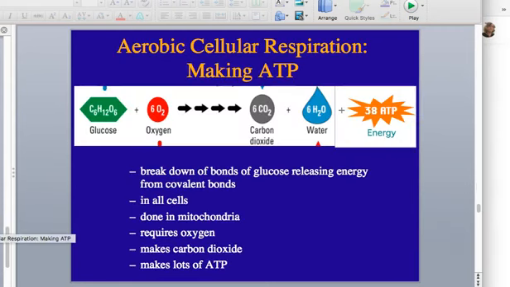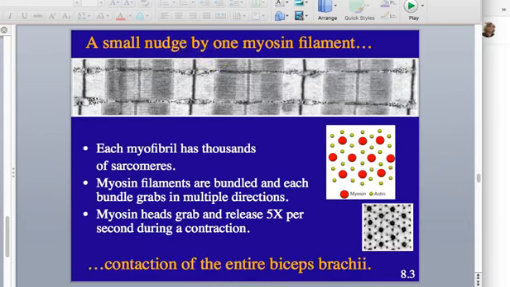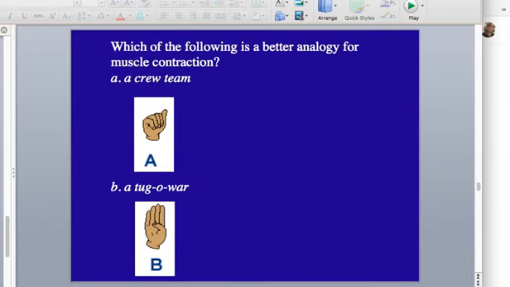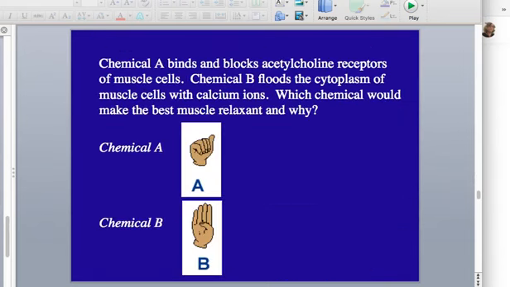Let's see. Oh, actually, this is kind of interesting. What is a better analogy for a muscle contraction? Is it like a crew, or is it like a tug-of-war? Because it looks like it's kind of a tug-of-war system where they're pulling, but really it's a crew system where you have a whole bunch of things moving in one direction and the other, but they're going to be coming together. So that's good.